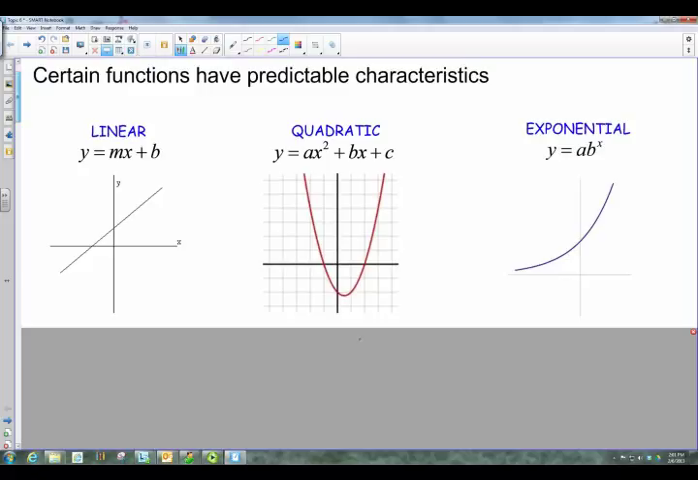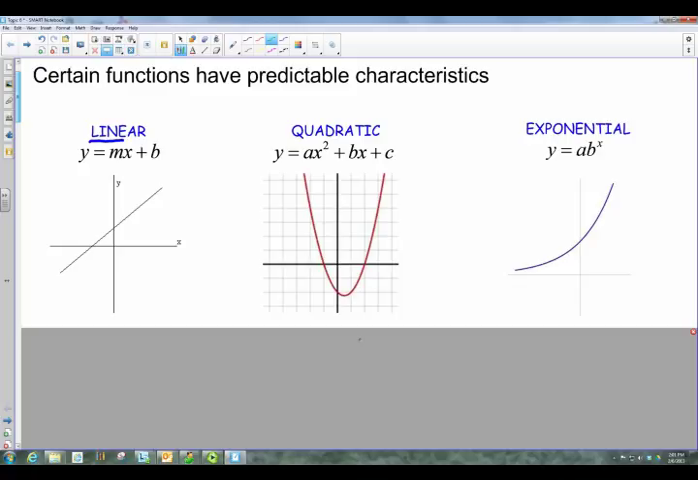Now linear is something you guys have seen before, y equals mx plus b. The linear leads to a line, so the graph of this is a line. The quadratic is what we've talked about these last few topics in these videos. Quadratic is ax squared plus bx plus c. Remember, the graph of that looks like a parabola.